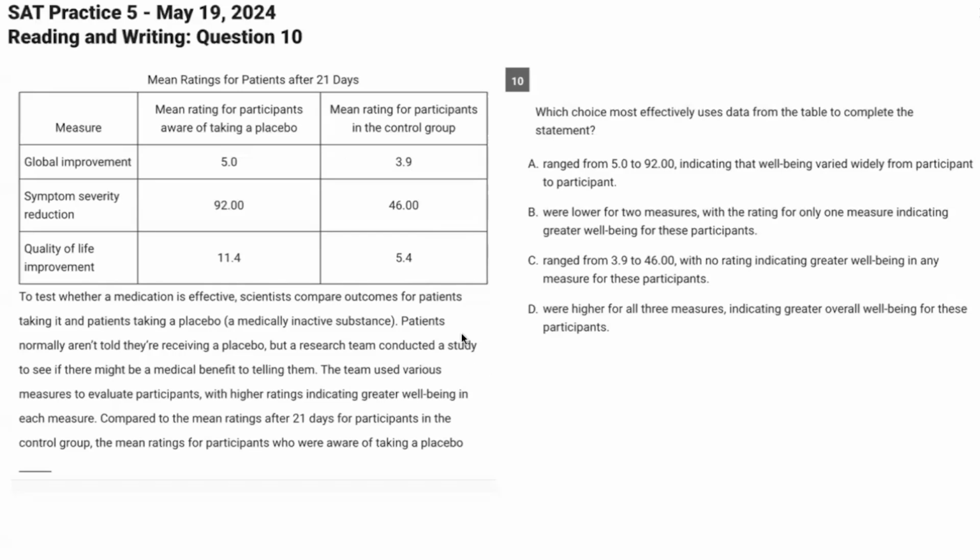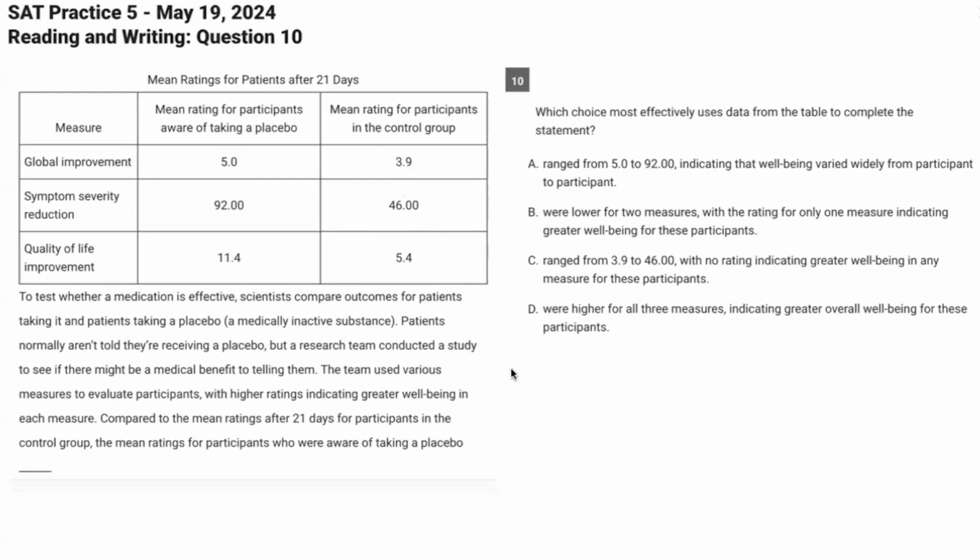Here we have a command of evidence quantitative question, which I got from Bluebook Test 5, Module 2, Hard. I knew this was a quantitative question right off the bat because I see that we have a table accompanying our passage. So before I go over the details of the table, let me go ahead and read the passage now.